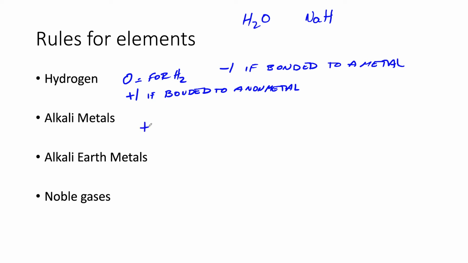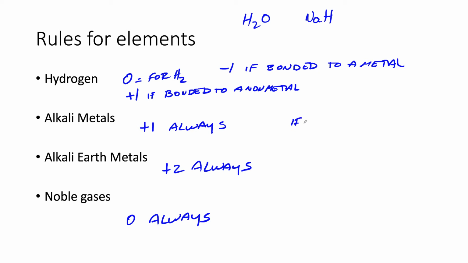Alkali metals, always +1. Alkali earths, this is column 2, always +2. Noble gases, always 0. Now, I want to point out, in chemistry, we actually can react with some noble gases, and there'll be an exception to the rule. And that's the fun thing about chemistry, because it's getting all the exceptions. But always, always 0 for us. So these are the rules for this.